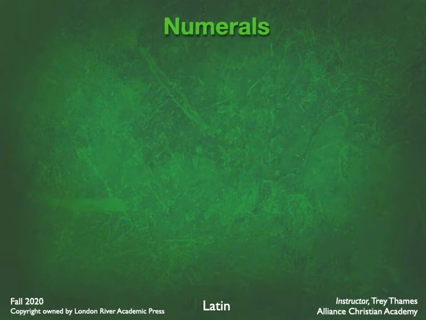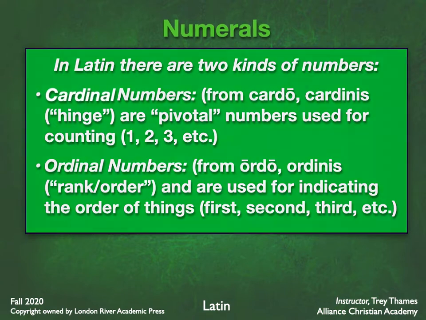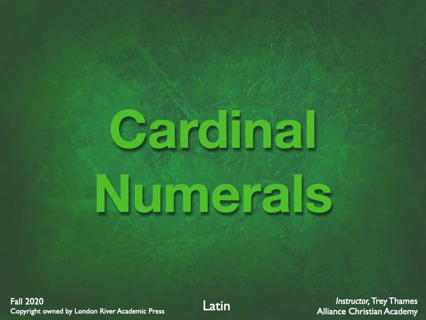First off, in Latin there are two different kinds of numerals. You have cardinal numbers. This comes from the Latin word cardo, cardinis, which means hinge. Or in other words, these are pivotal numbers used for counting: 1, 2, 3, etc. Ordinal numbers are from the Latin word ordo, ordinis, meaning rank or order, and these are used for indicating the order of things like first, second, third, etc. So cardinal numbers and ordinal numbers. Let's look at cardinal numbers first.